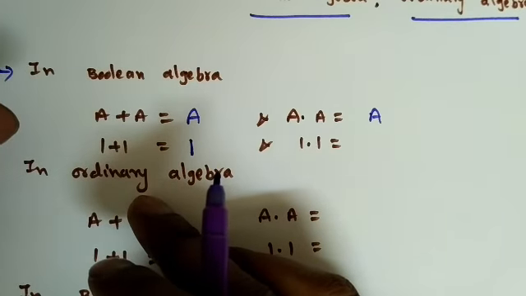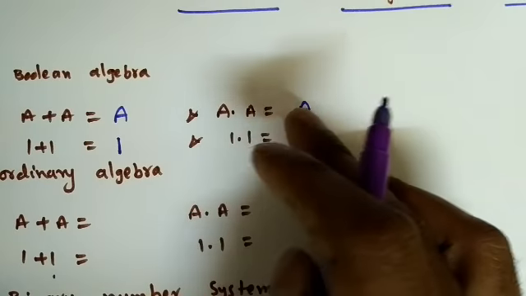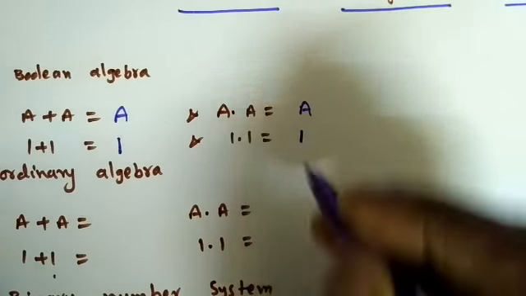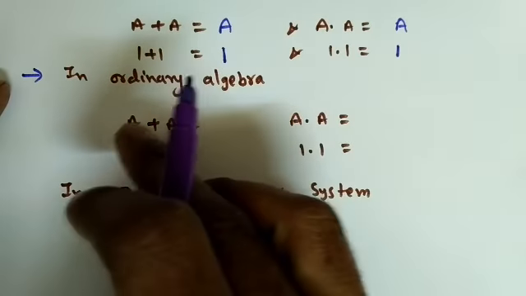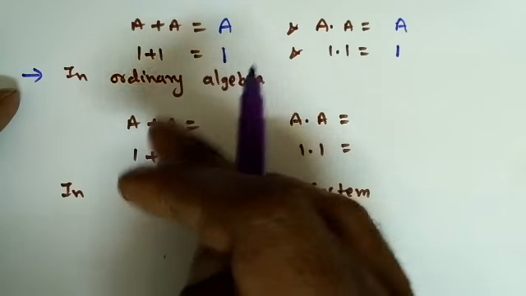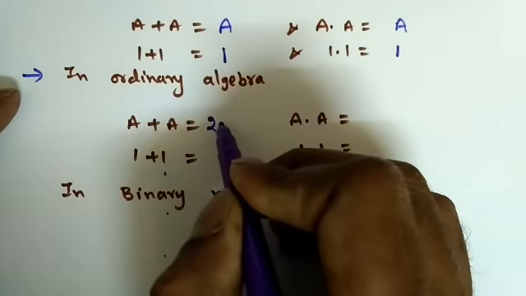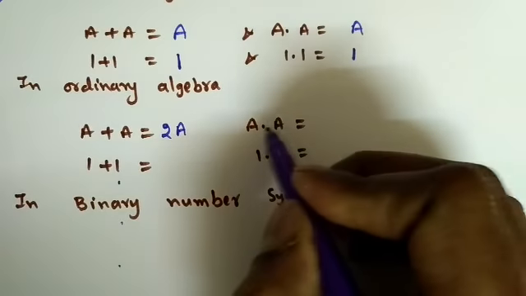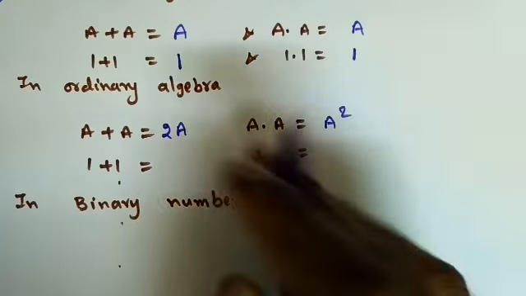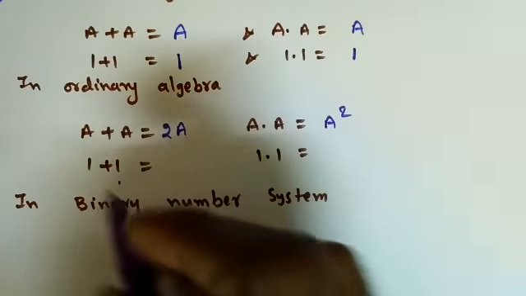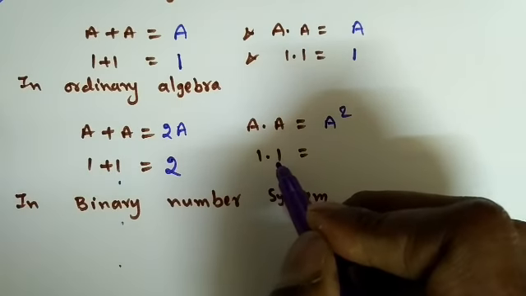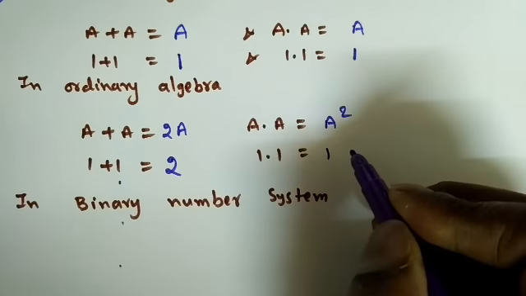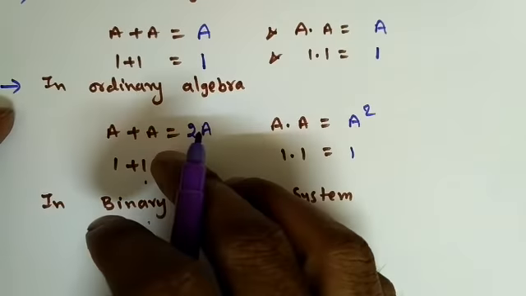Like logical values, not integer values, only logical values. Here also a into a means a only, that is 1 into 1 means 1 only in Boolean algebra. Whereas in ordinary algebra, each element has numeric significance. Suppose a plus a in ordinary algebra becomes 2a, a into a becomes a square, x into x is x square, y into y is y square, and so on. That is, 1 plus 1 gives 2 here. 1 into 1 is still 1 only, but 2 into 2 gives 4, etc. So this is ordinary algebra.